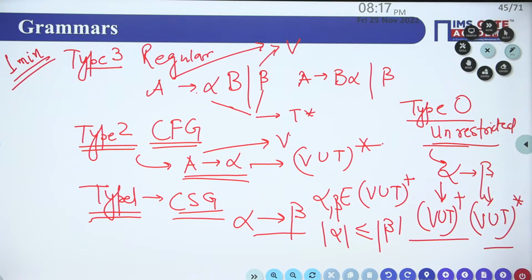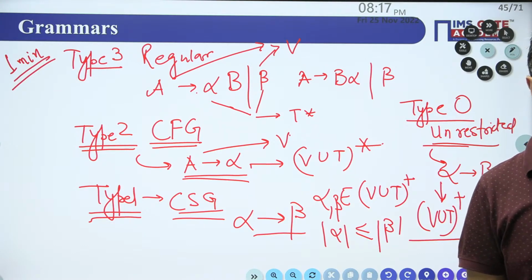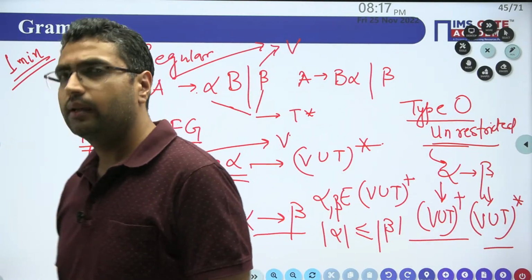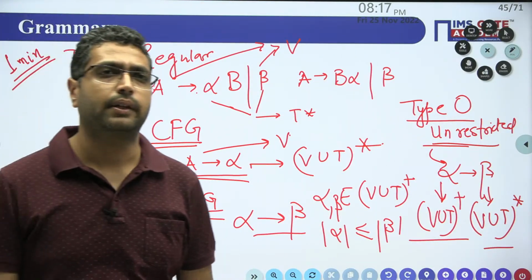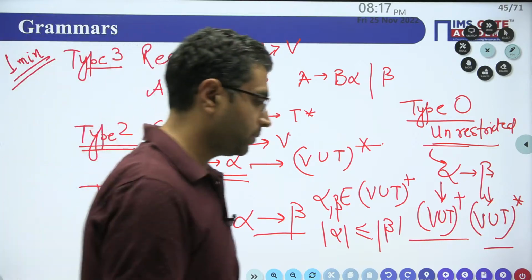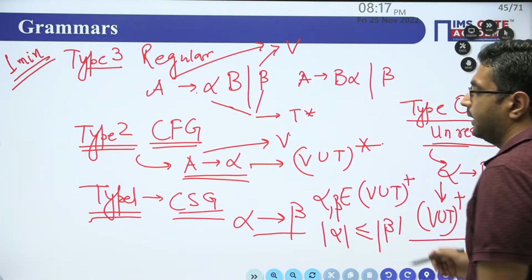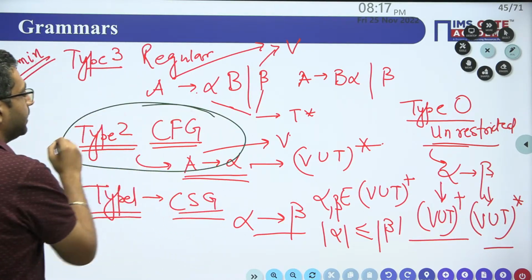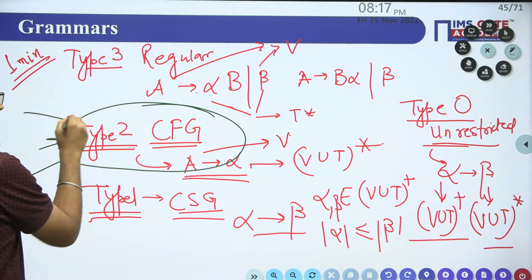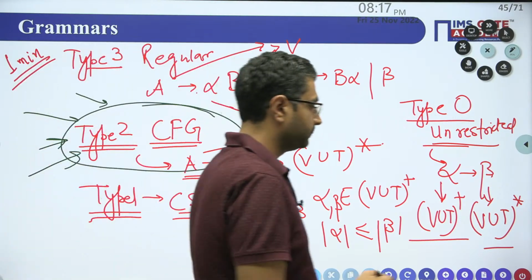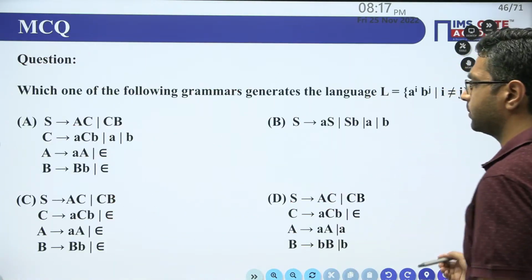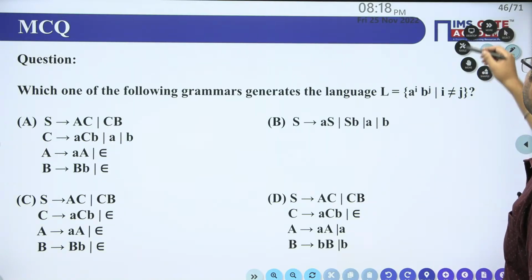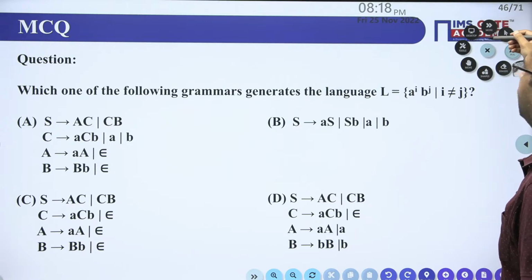So I hope all of you could remember and memorize the various types of grammars that we have, right? Now let's see the next question on grammars. As I said, the most important grammar is context free grammar, therefore most of the questions that I'm taking will be based on context free grammar, right? Okay, let's see the next question. Another 2 minutes for this question.